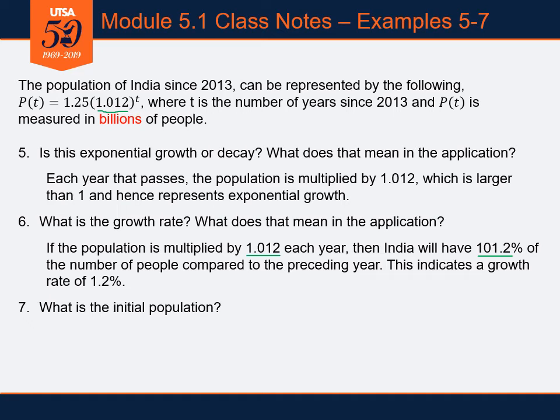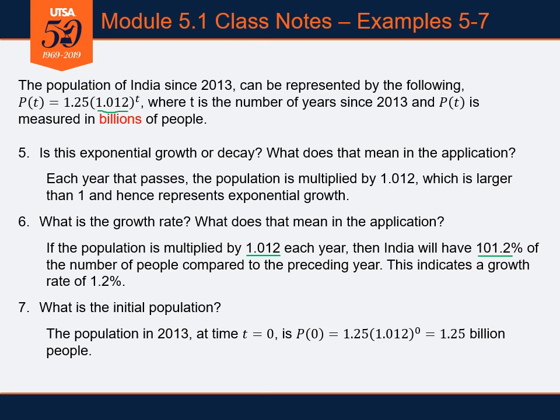Finally, question number 7 asks, what is the initial population? We can find the initial population. Actually, we can read it straight off of the function as it turns out, but I like to get the right mathematical interpretation here and say we can find the initial population of any function by considering a time of 0, because that's the initial time. The initial time is at time 0.